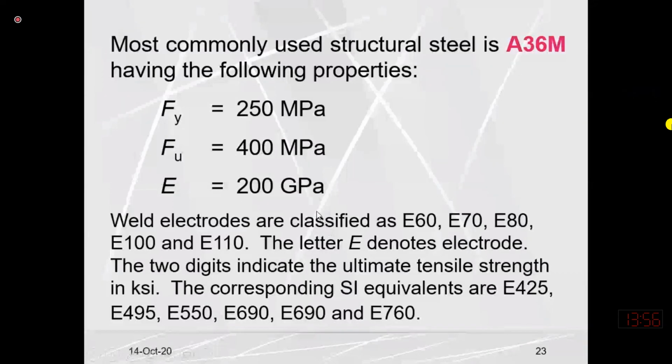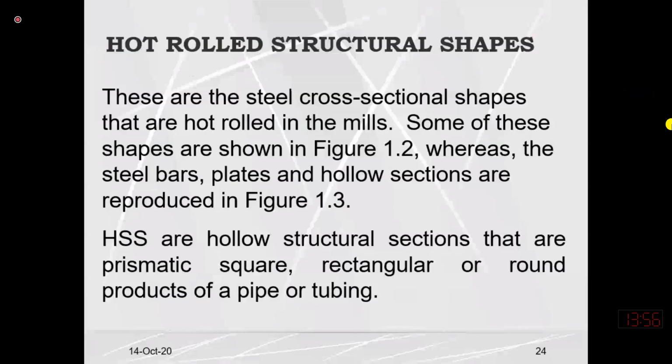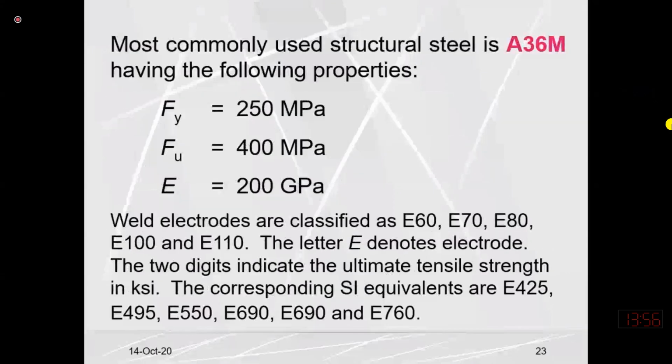And for the electrode, we use the electrode rod to weld different components of steel. For the electrode we use the symbol E. E represents the electrode, and 60 represents ultimate strength. This is not yield strength. In electrode welds never fail in yielding, they fail due to rupture. So 70 represents an electrode whose ultimate strength is 70 ksi. The letter E denotes the electrode, and the two digits indicate ultimate tensile strength in ksi.